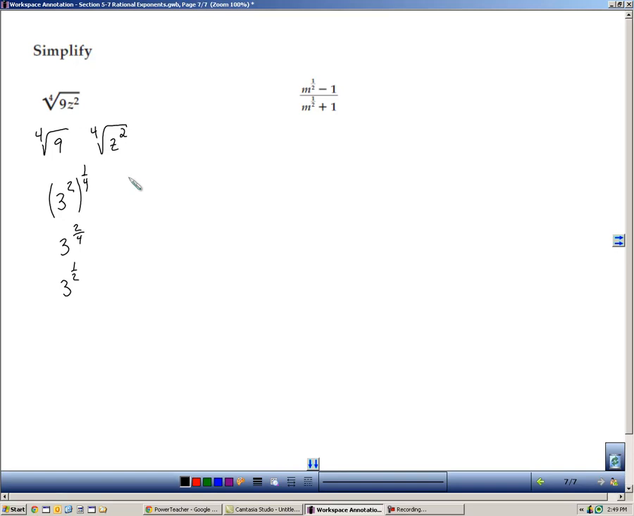Here, fourth root means 1/4, but it's already a z squared to the 1/4. Again, multiply the exponents, so you get z to the 2/4, which is z to the 1/2. Well, that's nice because 1/2 really means square root. So this is really the square root of 3z. The square root of 3 times the square root of z is the square root of 3z.